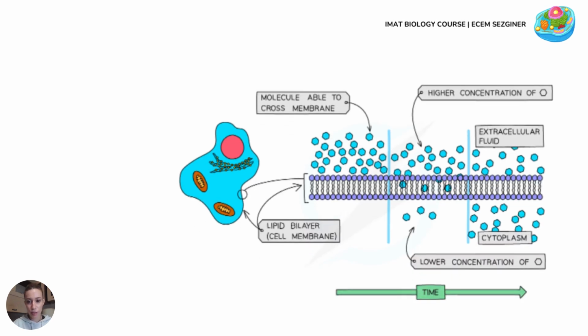And here you see an image representation of it. From left to right, time passes. And as you can see, from higher concentration to lower concentration, in this case the extracellular fluid, the extra-cell part, has the higher concentration, and the cytoplasm part has the lower concentration. And through time, you can see the number of molecules changing on both sides.